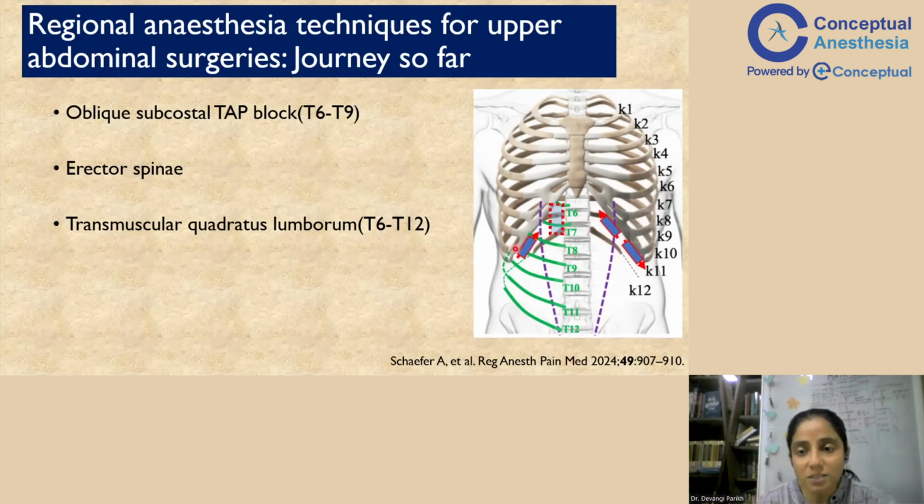Then there is the erector spinae plane block, which has to be given in the prone or the lateral position. And there is a transmuscular quadratus lumborum block. There also the patient has to be in the lateral position. It is given in the flank region. So these two blocks are good blocks for upper abdominal surgery because they have wider coverage than your subcostal TAP block. However, it's a little cumbersome to keep turning the patient prone or lateral for a supine surgery. All right, so these are the limitations. The positioning is a limitation.